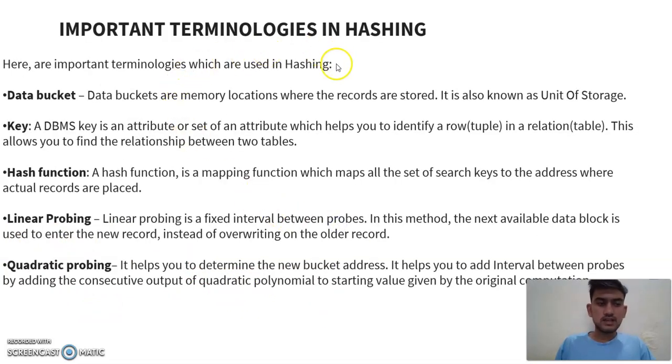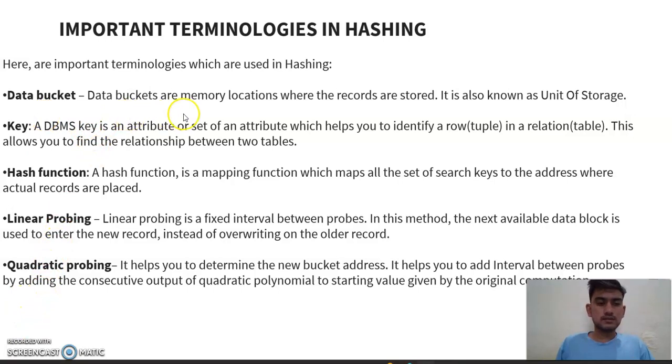Important terminologies in hashing. Here are some important terminologies. Number one, bucket. Data buckets are memory locations where the data records are stored. So it is known as a unit of storage. Key. A DBMS key is an attribute or a set of attributes which helps you to identify a row in a relation. This allows you to find the relationship between two tables. Hash function. A hash function is a mapping function which maps all the sets of search keys to addresses where actual records are placed.